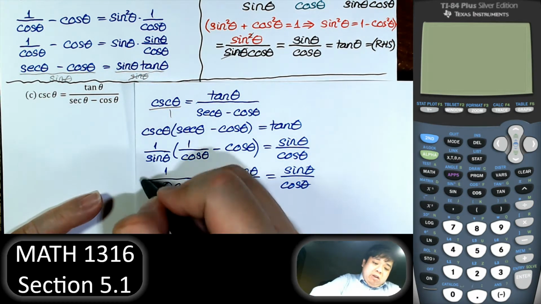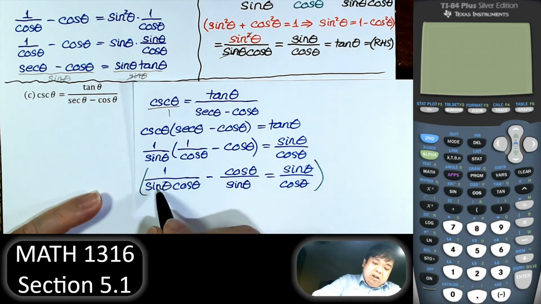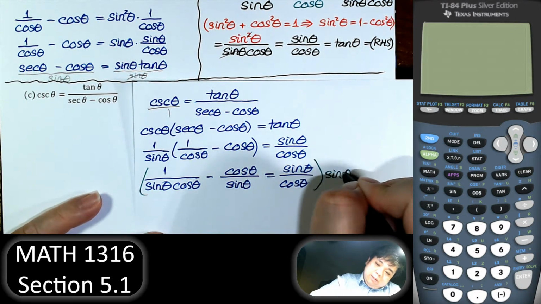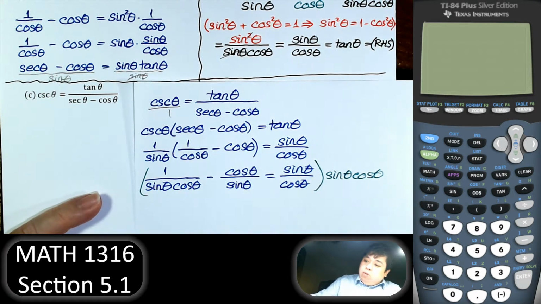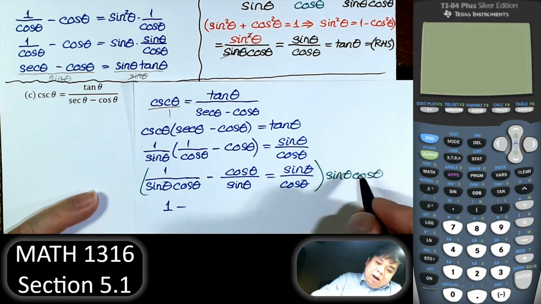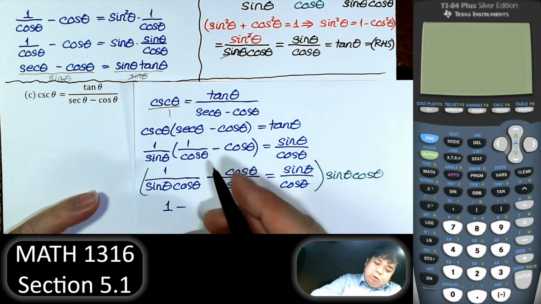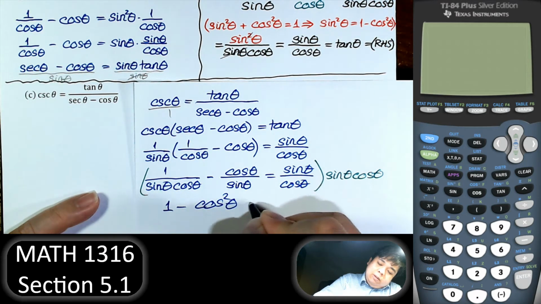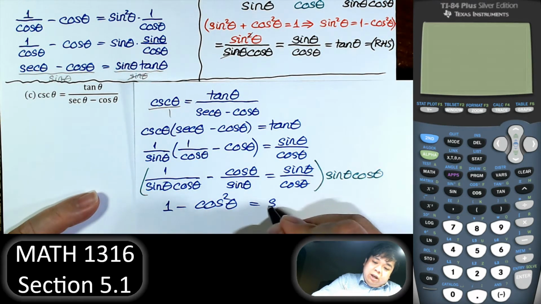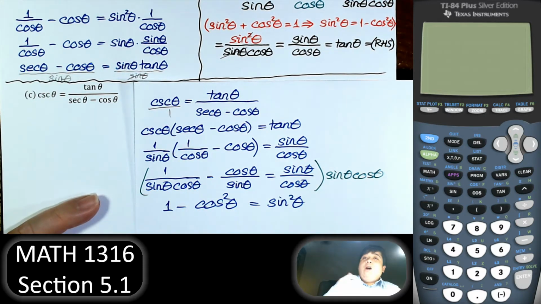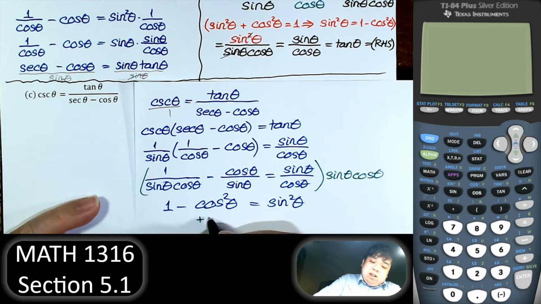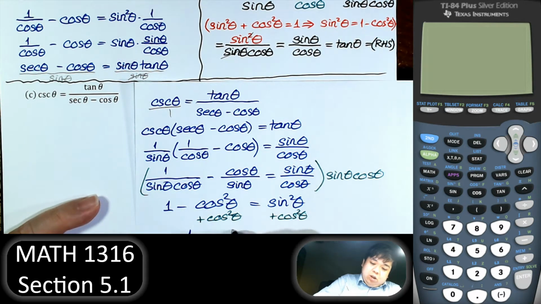Right, now to simplify this fraction, I will multiply by the common denominator of sine times cosine. Multiply that out, we have 1 minus; sine cancels with sine, we have cosine square. And cosine cancels cosine, we have sine square. As you see, more often than not, when we have cosine square, sine square, that is the Pythagorean identity. So indeed we have something that is true.